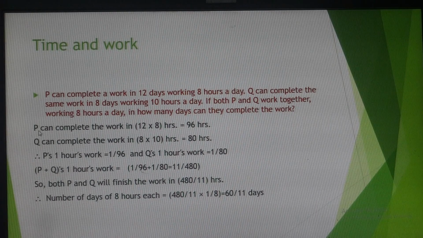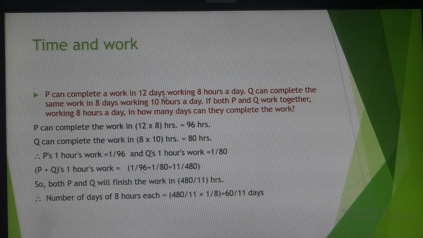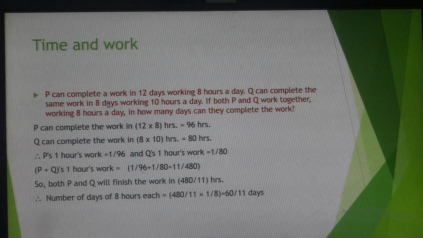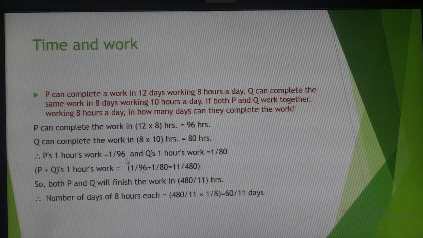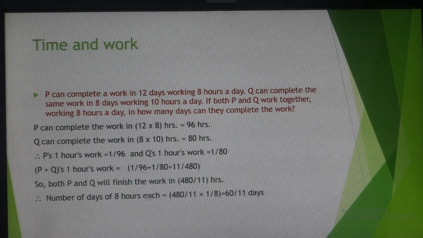As seen in the last question, P can complete the work in 12 days working 8 hours, so 12 into 8 equals 96 hours. In the same way, Q gets 8 into 10, 80 hours. So P's 1 hour's work will be 1 by 96 and Q's will be 1 by 80. Combined, both will be 11 by 480. And to find the time, just reciprocate the answer: 480 by 11.